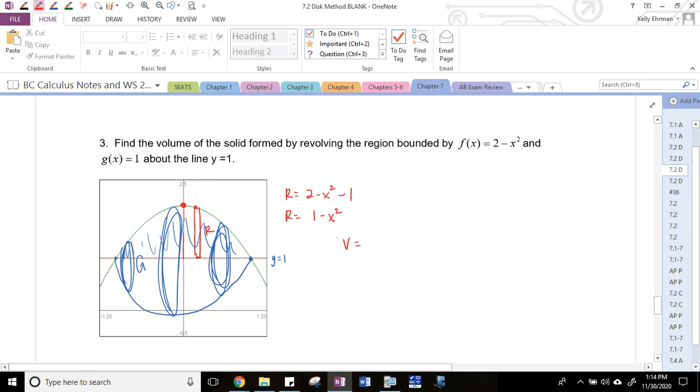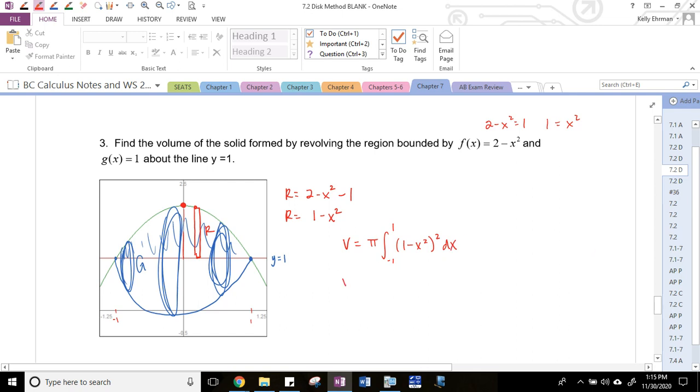Once you figure out r, the volume formula is the same thing every time. Pi times the integral. We're going from negative 1 to 1. I didn't solve that algebraically, but they said the region bounded by f of x and g of x. So if you set 2 minus x squared equal to 1, you will get plus or minus 1. So the integral of r squared, 1 minus x squared, squared, dx.